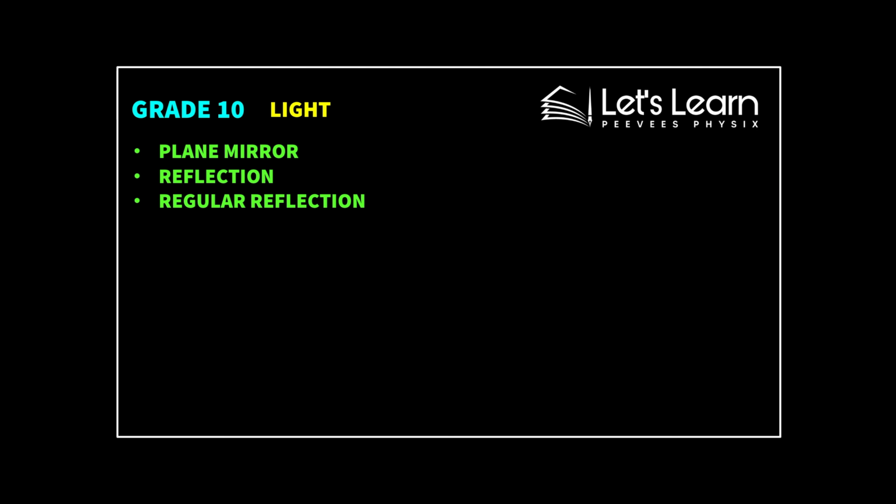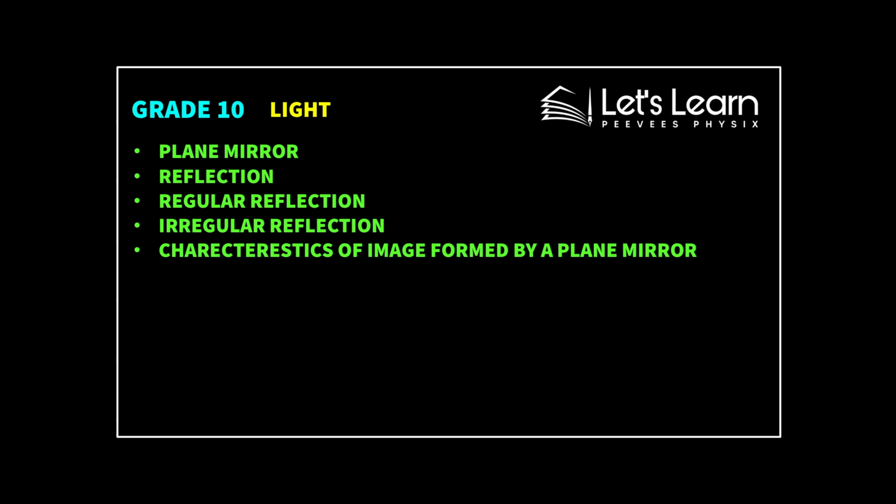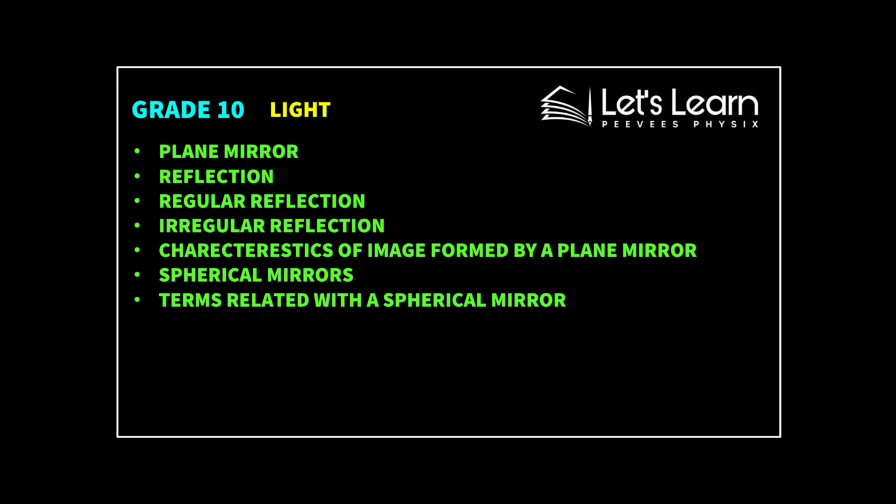There are two different types of reflections. One is regular reflection and the other is irregular reflection. The difference between the two you will learn. Then the characteristics of an image formed by a plane mirror. We will talk about spherical mirrors. There are certain terms related with spherical mirrors. We will learn all those terms. And then we will do some numerical questions.